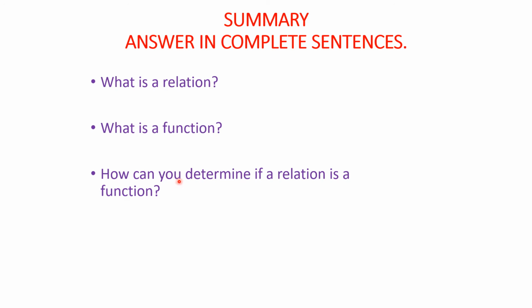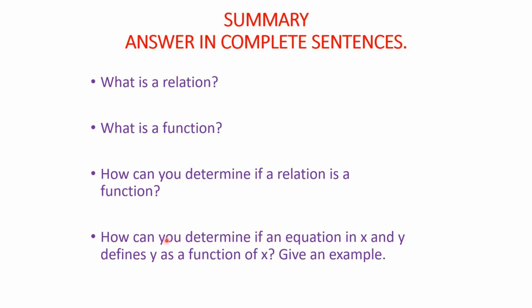We draw a vertical line passing through the graph of the relation. If it crosses the graph in more than 1 point, then the relation is not a function.